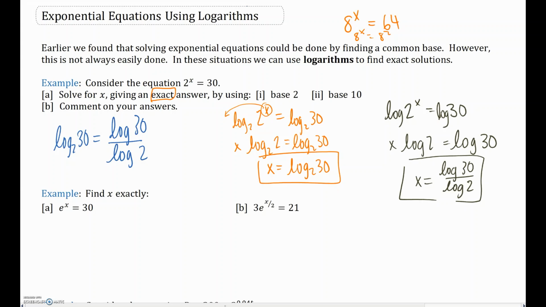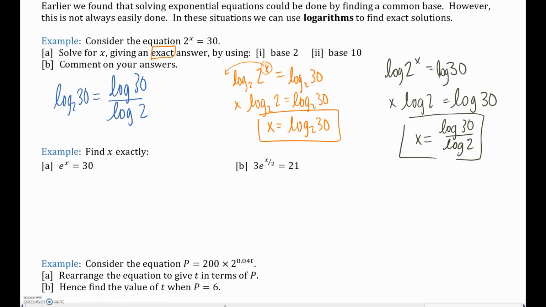All right, what about find exactly? Find exactly again. So now we're going to use Euler's number, e, and we're going to try to go ahead and solve these bad boys. All right, let's try it. Find x exactly. e to what power is equal to 30?